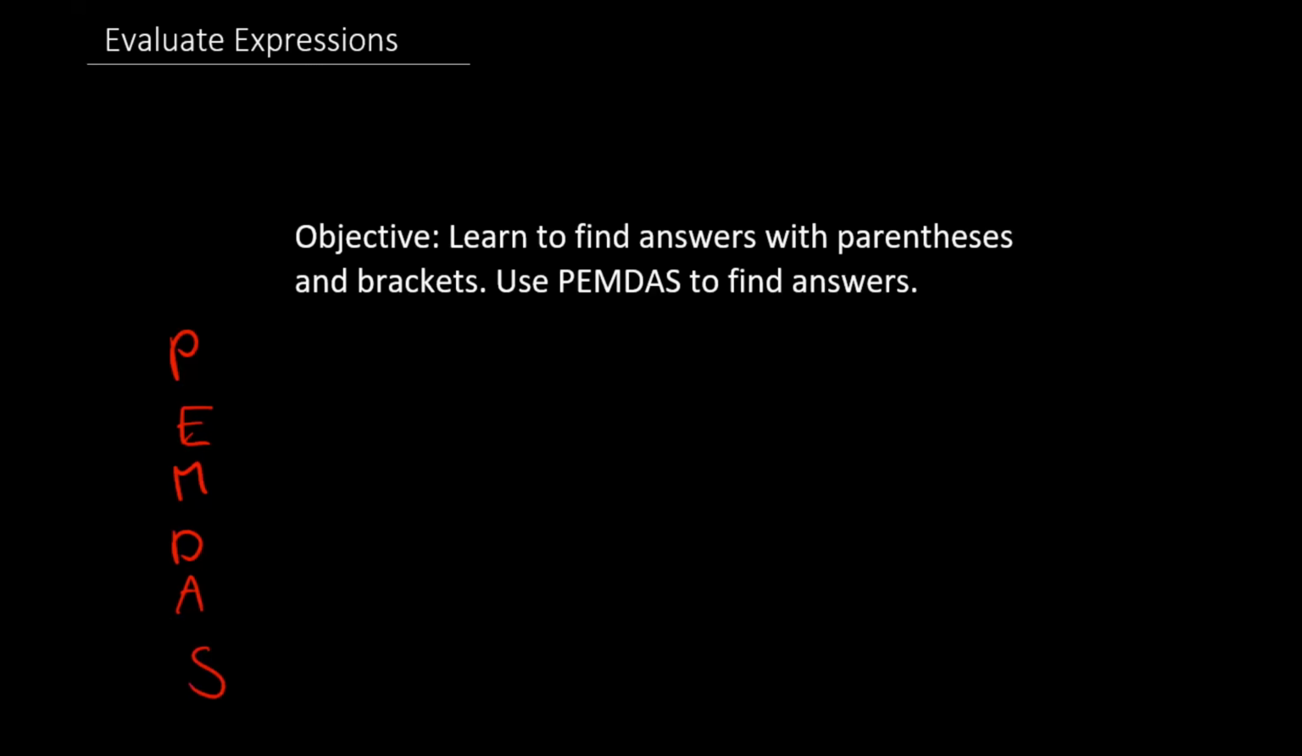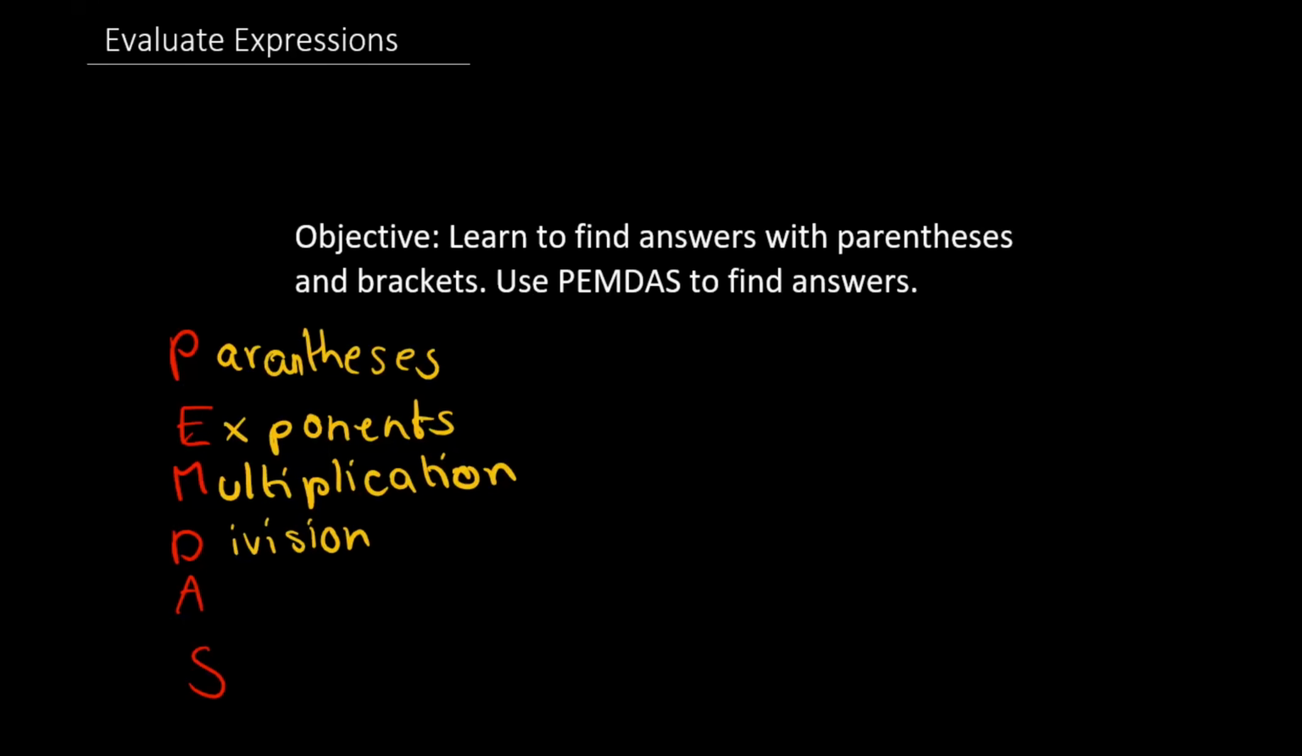It starts off with P, then E, then M, then A, D, then A, then S. P stands for parentheses, and then E stands for exponents. Then it's multiplication and or division. So it goes from left to right, whichever comes first. We start off with multiplication, but if it's division to the left, then we do division. Then it's addition or subtraction, the same as multiplication or division, going left to right. This is the order that we should go in to get our answer right. So let's get started.